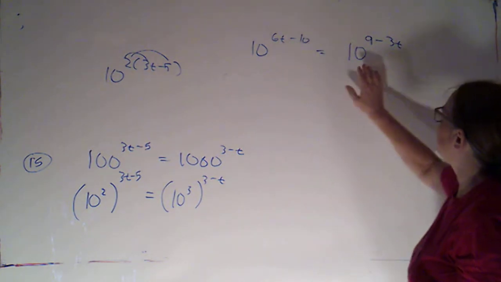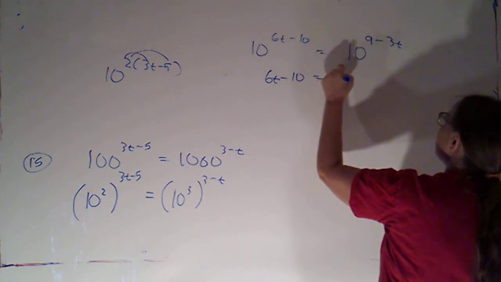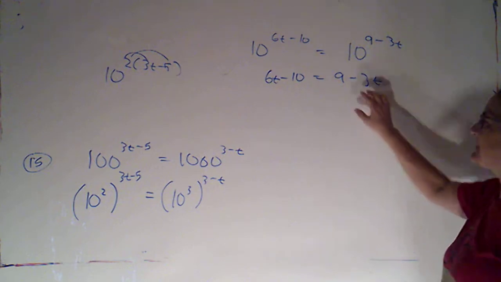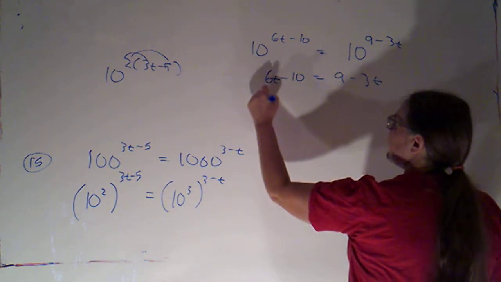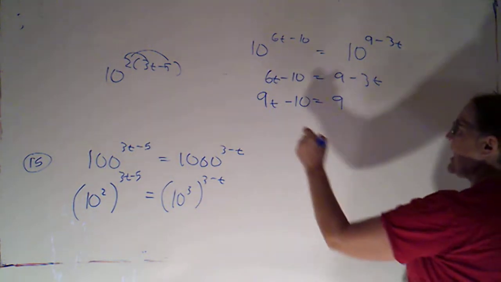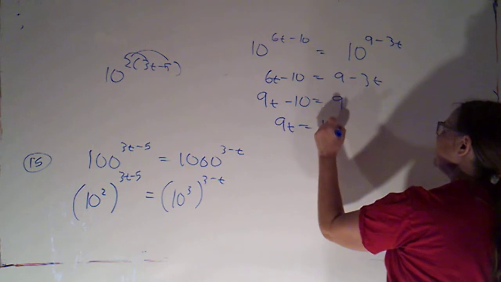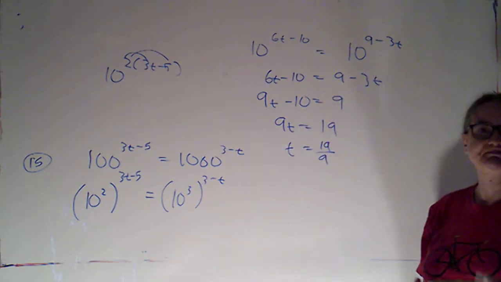If 10 to that power equals 10 to that power, then 6t minus 10 equals 9 minus 3t. The exponents must be the same. So I'm going to add over those 3 t's, so we'll have 9t minus 10 equals 9. Let's add over the 10. 9t is 19. T is 19 ninths.